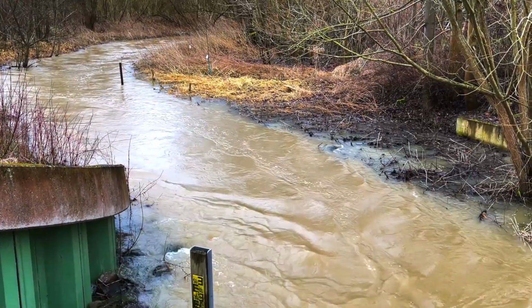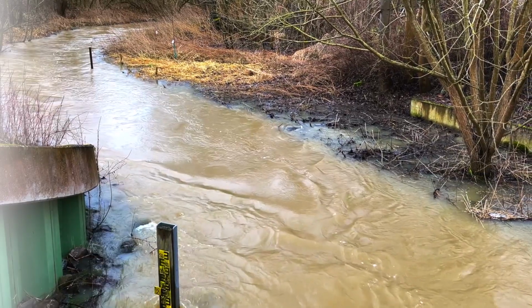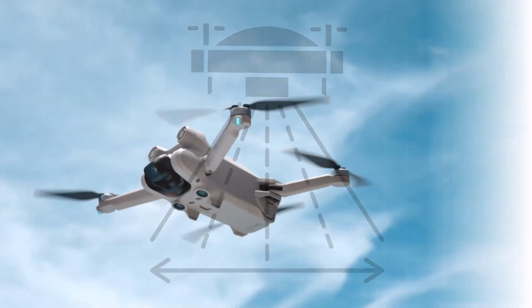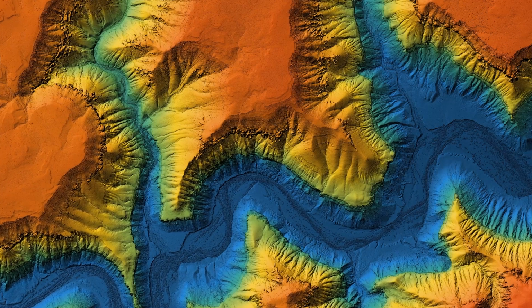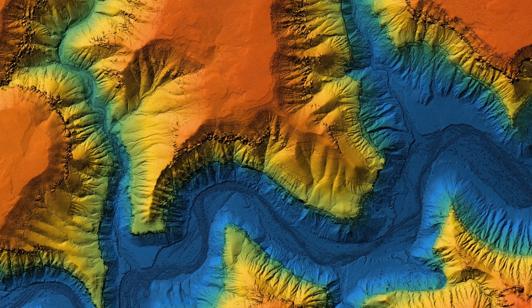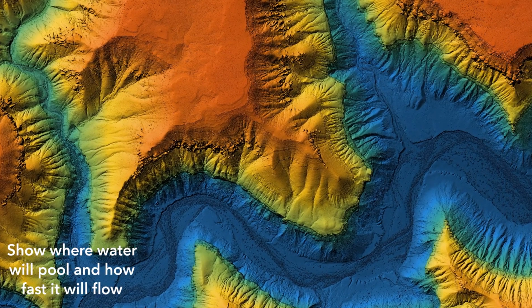First, from a data standpoint, we have moved beyond simple river gauges and now rely on technologies like lidar, or light detection and ranging, from aircraft, drones, and satellites to provide high-resolution digital elevation models, or DEMs, of the terrain. These models are crucial as they show us exactly where water will pool and how fast it will flow across the land.